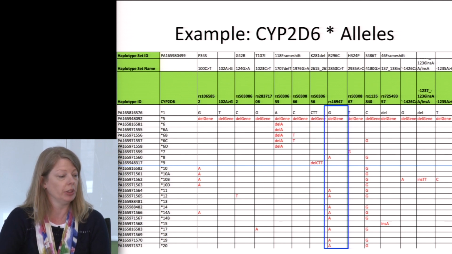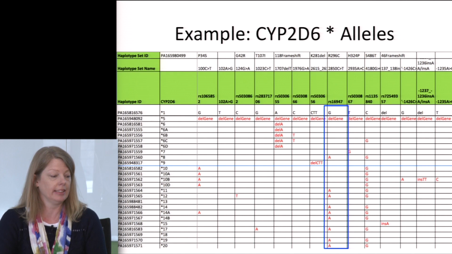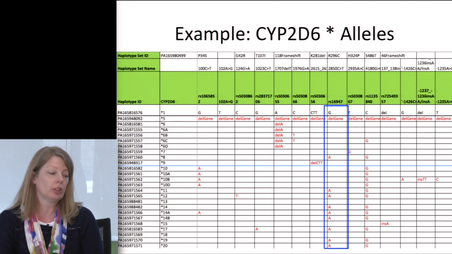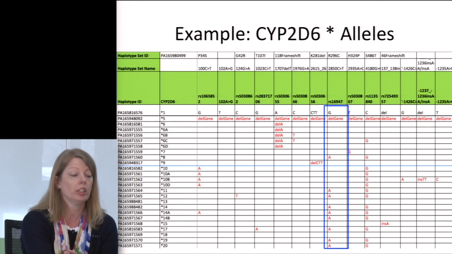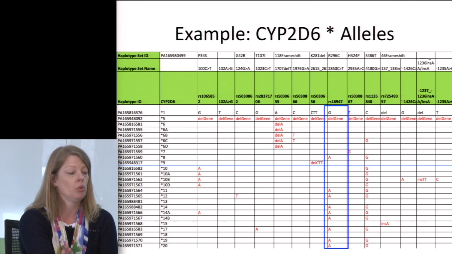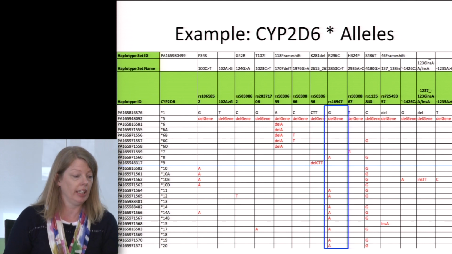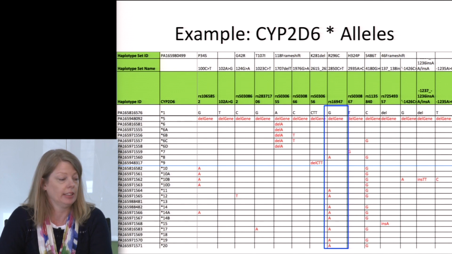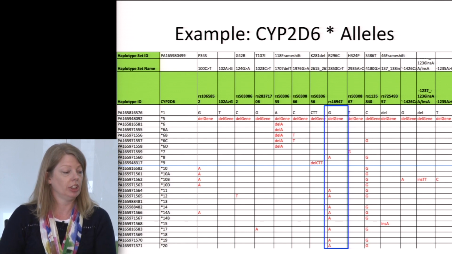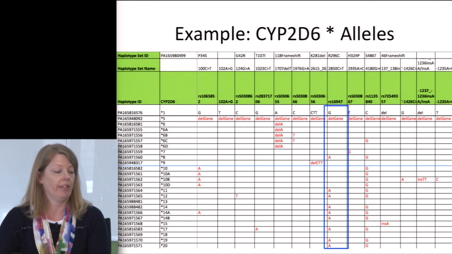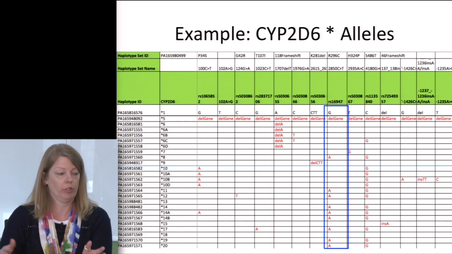So it's just important to get the star allele designation correct because different star alleles have different levels of function, from normal function to absent activity to very high activity in some cases. And the function of the gene affects the patient phenotype and therefore affects the PGx of the drugs.